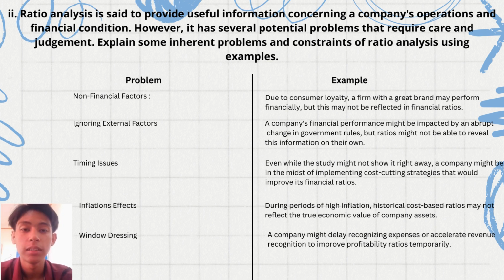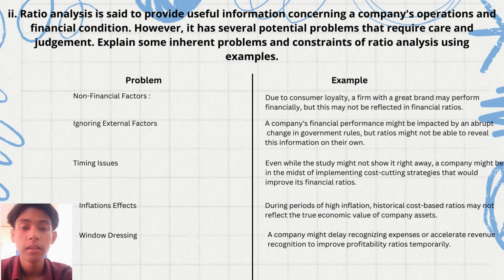Third problem is timing issue. Ratio offer a moment in time view of the financial situation and might not account for continuous change. For example, even while the study might not show it right away, a company might be in the midst of implementing cost-cutting strategies that will improve its financial ratio.